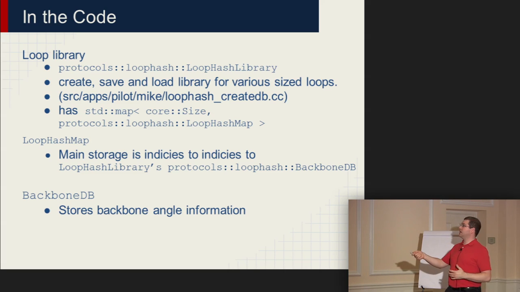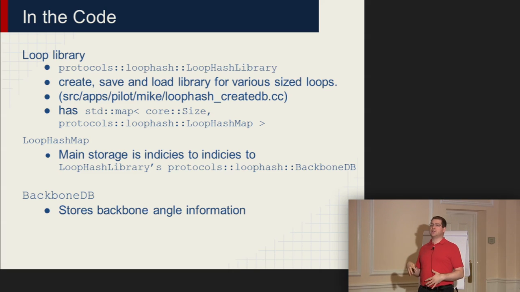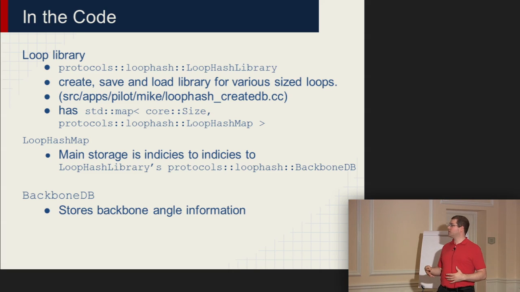In loop hash, there's a loop hashing library, protocols loop hash loop hash library. This creates, saves, and loads the loop hash library for variously sized loops. And it stores the loop hash map. The loop hash map is actually the storage, but it's a storage of indices to this backbone database. The reason for this indices to indices is storage efficiency. Instead of storing a data member directly, by storing an index to another database that contains that information, you can represent the data much more efficiently.